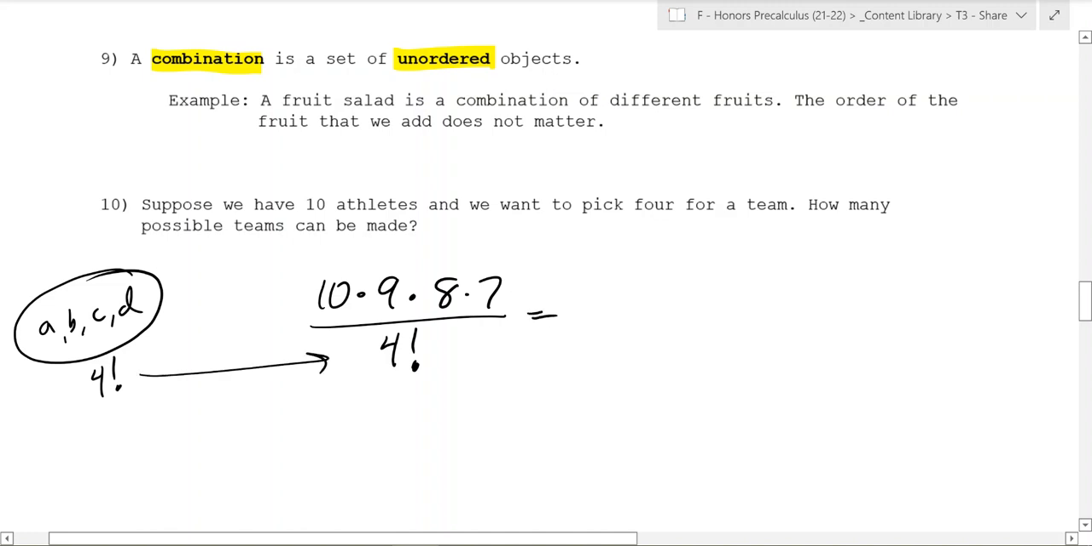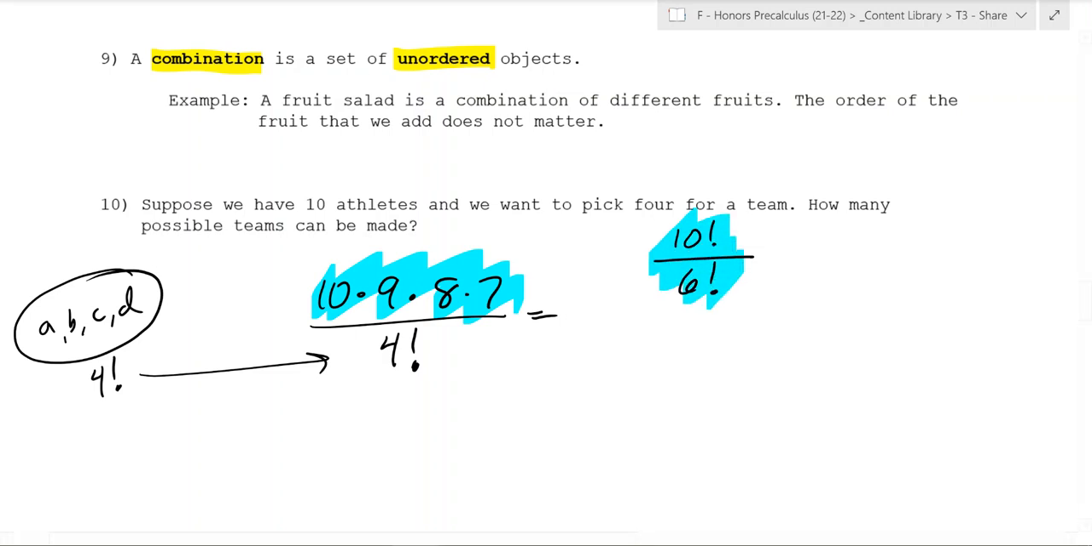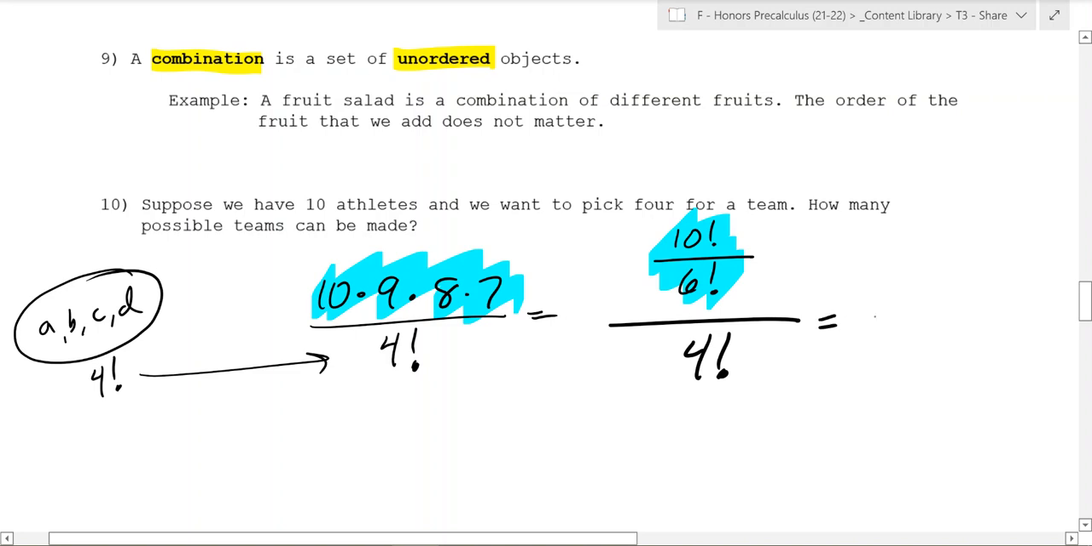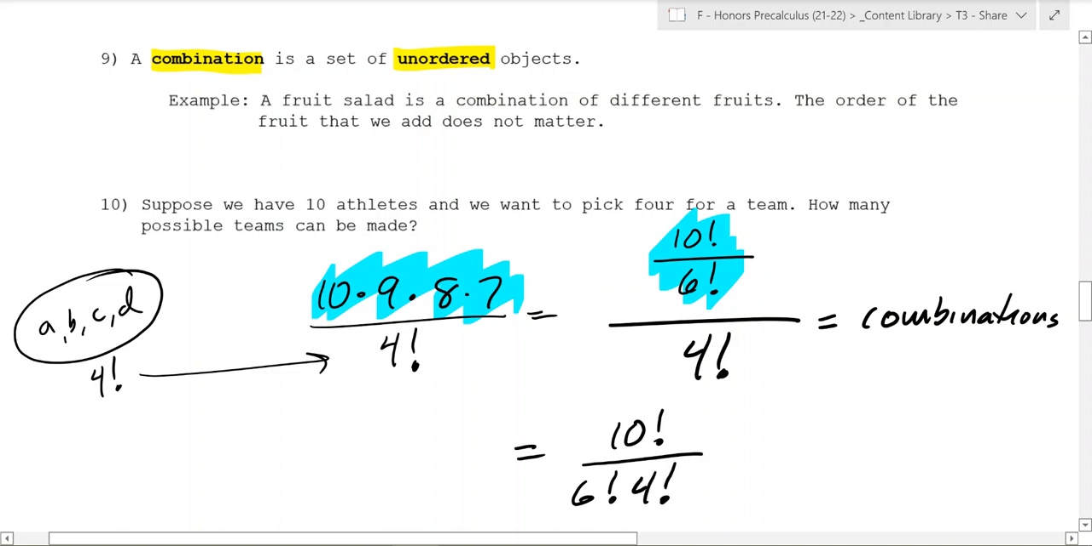The way you would write this in total factorial form is 10 factorial over 6 factorial. That's this part right here, written like we did above. And then what you're doing is you're dividing by 4 factorial, which is the number of ways each pick of 4 can be picked or ordered. So this would be the number of combinations. So what does this simplify to? 10 factorial over 6 factorial, 4 factorial. When you do this out on your calculator, you end up with 210.